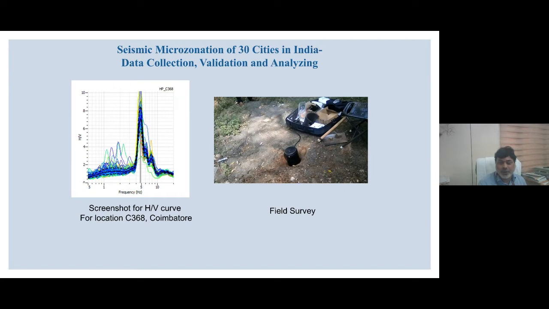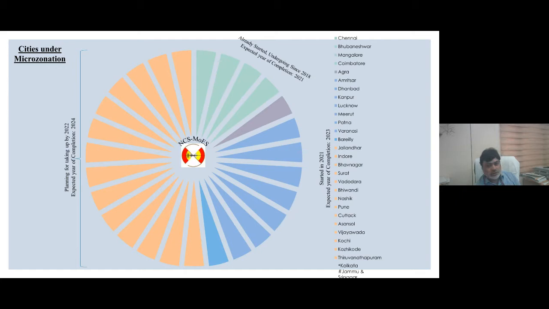Doing that, the NCS, National Center of Seismology, has recognized 30 cities falling in zones 3 and 4, and also in zone 5, which are in the vicinity of the Himalaya, and also in the plate interior like Bhuj. In the first phase, 30 cities were recognized by doing comprehensive seismic microzonations. Presently, 4 cities are in process: Chennai, Bhubaneswar, Mangalore, and Coimbatore. Other cities we have already done: Calcutta, Delhi, Gandhidham, Ahmedabad, Bangalore, Sikkim, Gangtok, and Guwahati, which we have already completed.